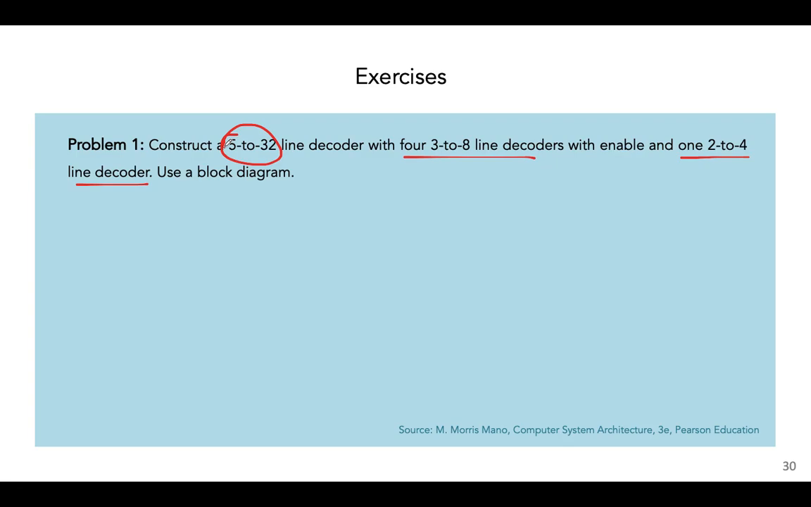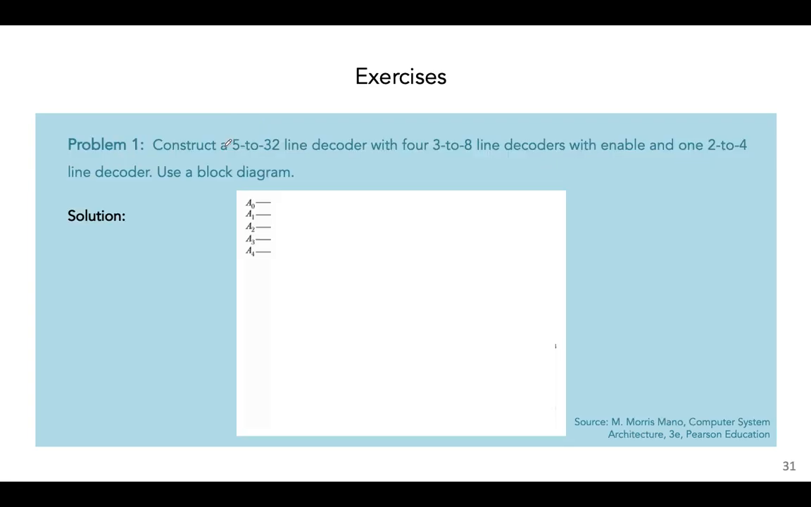So let's see how we can proceed with this problem. First, let's start with what we need to do. We have a 5 to 32 line decoder, so let's first draw the 5 inputs, A0 to A4. These are the inputs for our 5 to 32 line decoder. Now let's put the first component that we are allowed to use, a 2 to 4 line decoder. That means it will have 2 inputs, 4 outputs. So I've taken these 2 inputs, and then this decoder will generate 4 corresponding outputs.